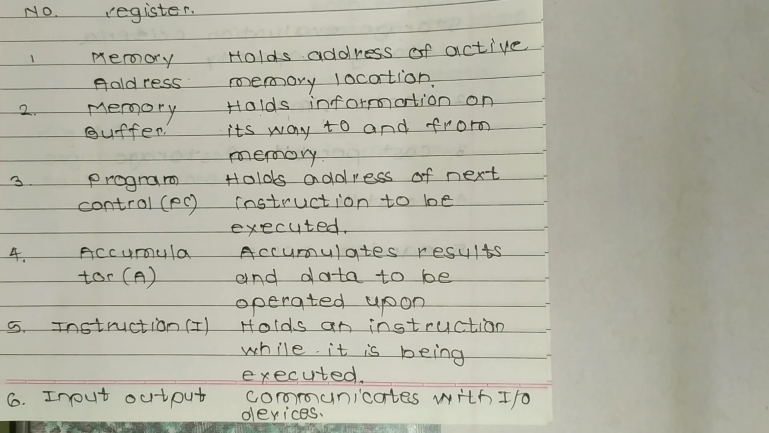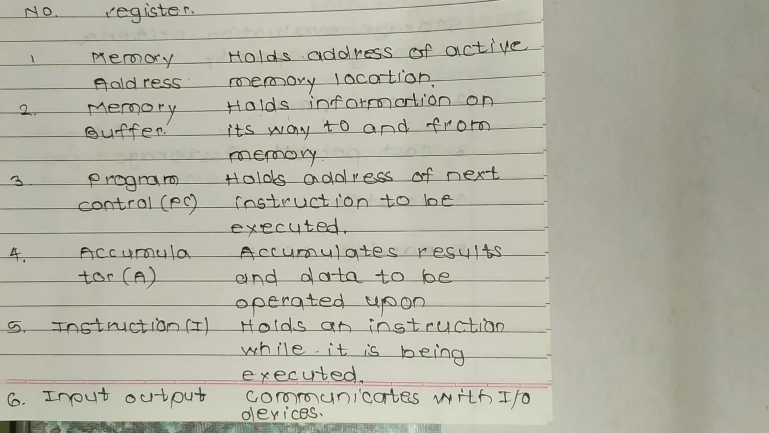Fifth, instruction register I. It holds the current instruction under execution. As soon as the instruction is stored in this register, its operation and address parts are separated. The system sends the address part of the instruction to MAR, while it sends the operation part to the control unit, where it is decoded and interpreted.